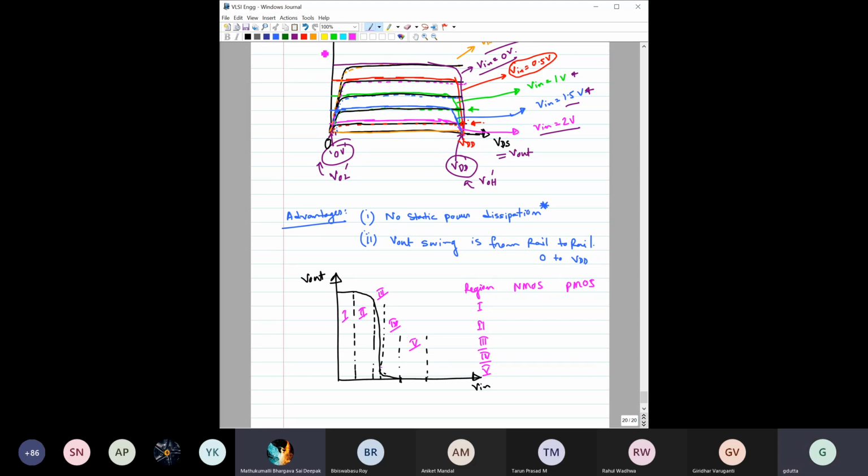Yeah. So I'm requesting you to please tell me what would be the region of operation for this VTC. I hope that you will agree that it should be like this only, and that is also clear from this, right? So please tell me in region 1, what would be the region of operation for both NMOS and PMOS?